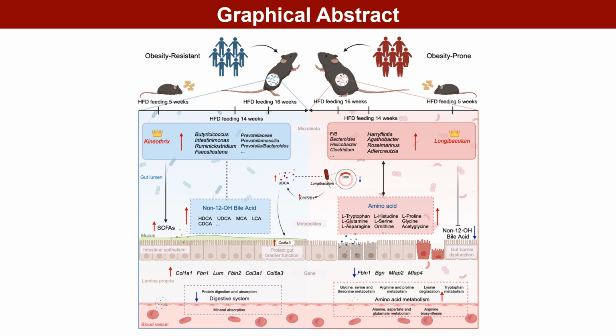Notably, non-12-OH bile acids, including ursodeoxycholic acid and hyodeoxycholic acid, were significantly elevated in OR mice, helping mitigate high-fat diet-induced weight gain. Additionally, 22 specific amino acid profiles are identified as potential biomarkers of obesity susceptibility.